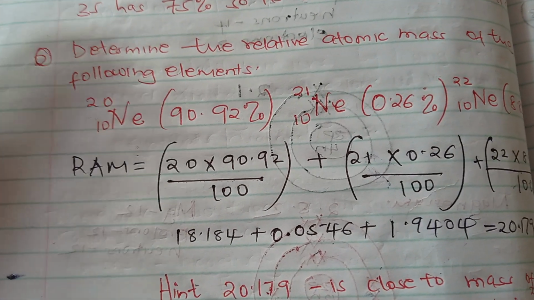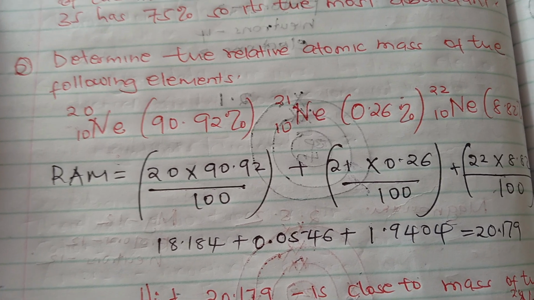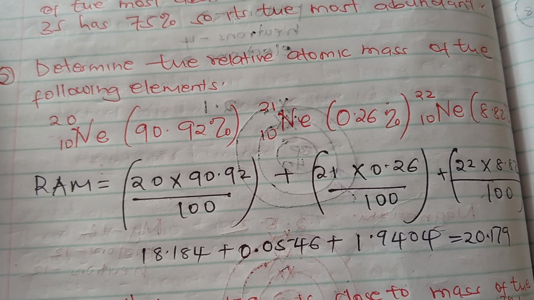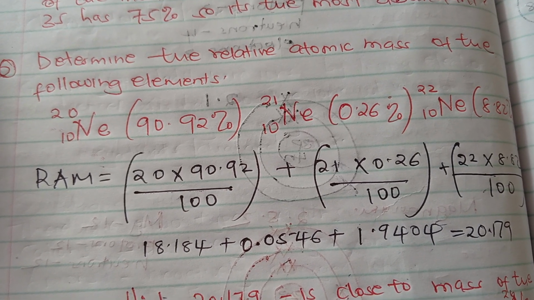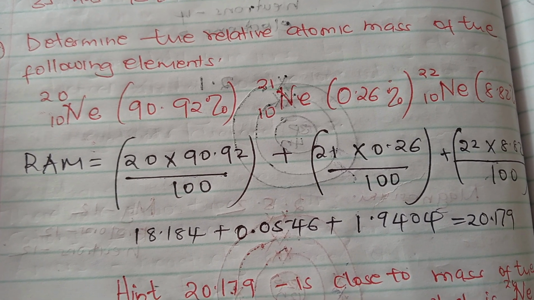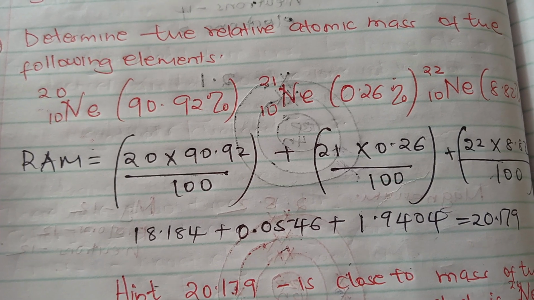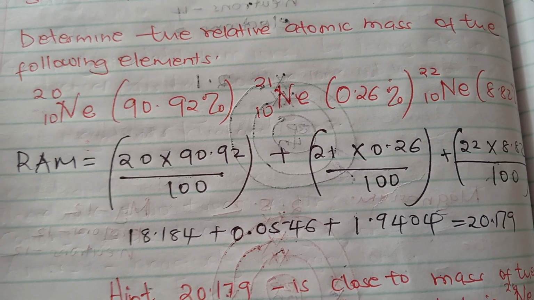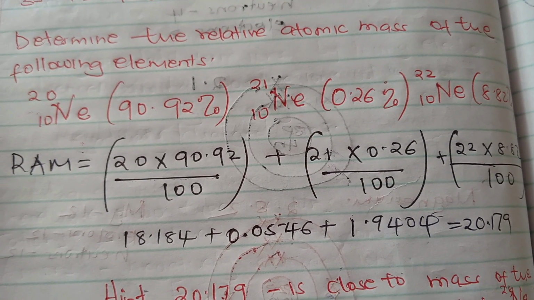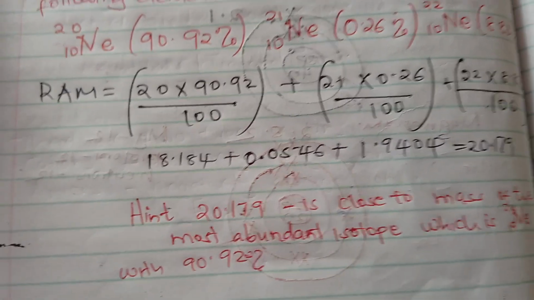Then you have another one. Determine the relative atomic mass of the following elements. You have neon 20, which is 90.92%, neon 21, 0.26%, and neon 22, which is 8.82%. So you apply the same formula. You take the mass of the isotope multiplied by the relative abundance over 100, plus 21, the next isotope, multiplied by its percentage over 100, plus the third one. Then you add the totals. So there you get 20.179.